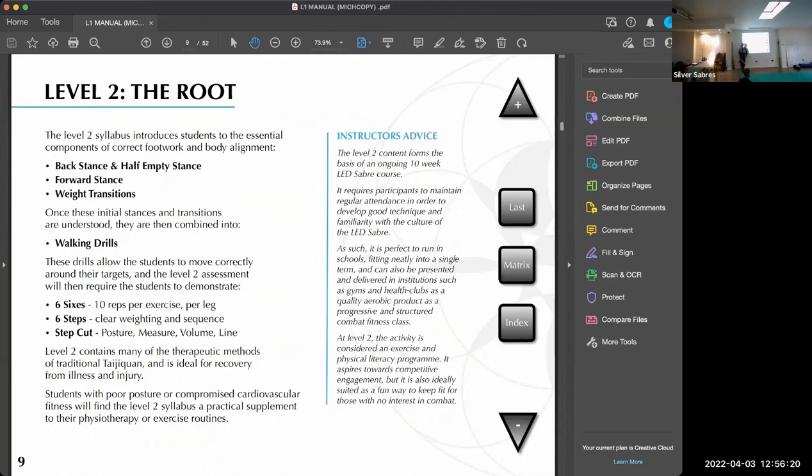Right, at level 2, the activity is considered an exercise and physical literacy program, not just a Star Wars Comic-Con anymore, right? It's an exercise and physical literacy program. It aspires towards competitive engagement, but it is also ideally suited as a fun way to keep fit for those with no interest in combat whatsoever. Right? There's no reason you couldn't start introducing form to somebody who's got good six steps of walking, for example.